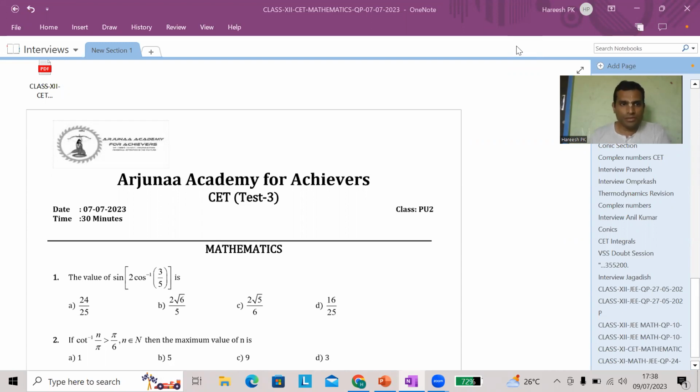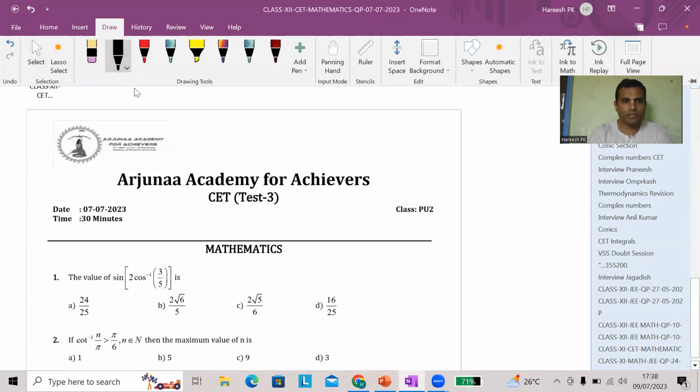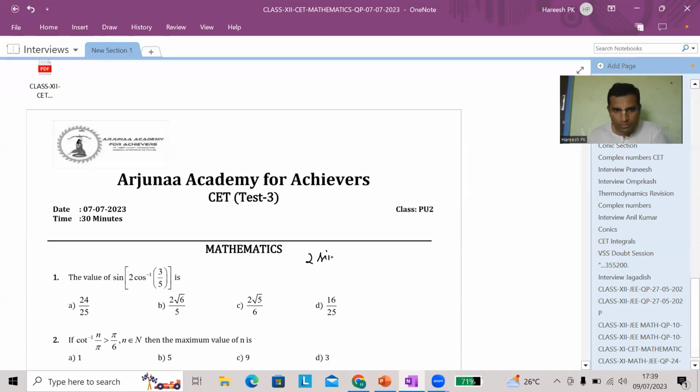First question. So sine of 2 cos inverse 3 by 5. This is a direct question. Whenever we have sine 2 theta, we simply write it as sine 2 theta is nothing but 2 sine theta cos theta. So we write this as 2 sine of, I'll call this as theta.